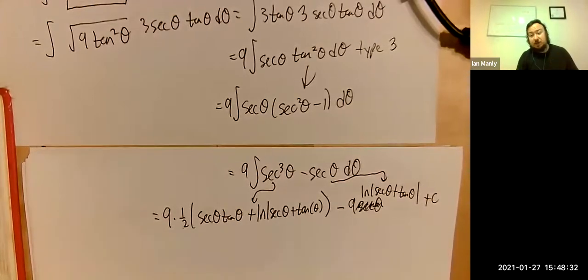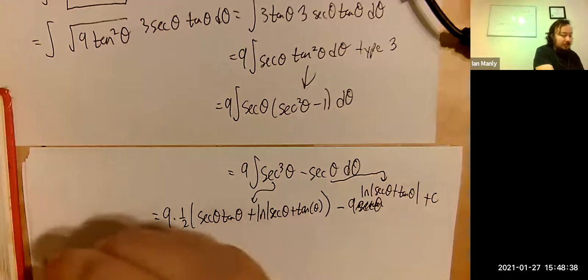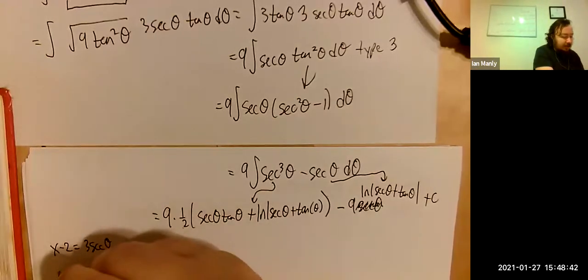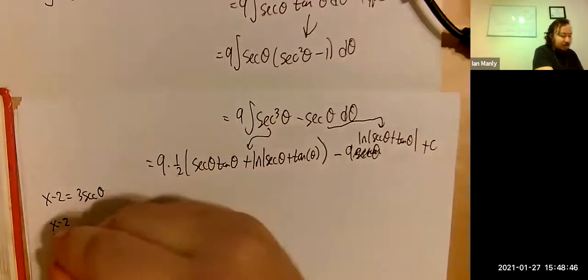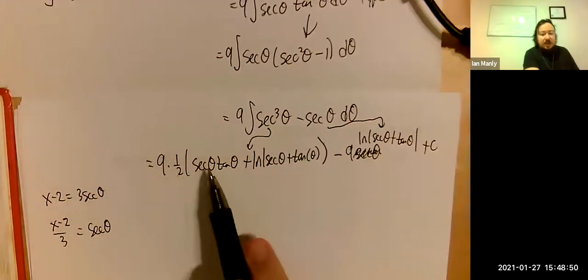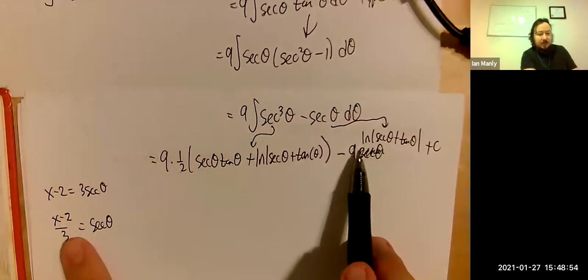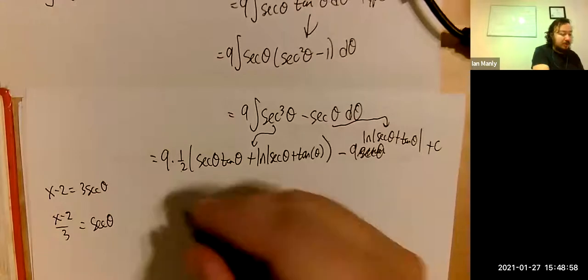That means officially the integral is going to be over now, and we just need to turn everything back into x's. So our original substitution was x minus 2 is 3 secant of theta. And then we have x minus 2 over 3 is secant of theta. So we immediately know what this and this are. It's going to be x minus 2 over 3. And then all we need to do now is just get tangent from a triangle.